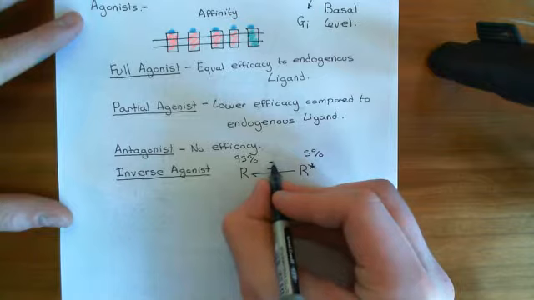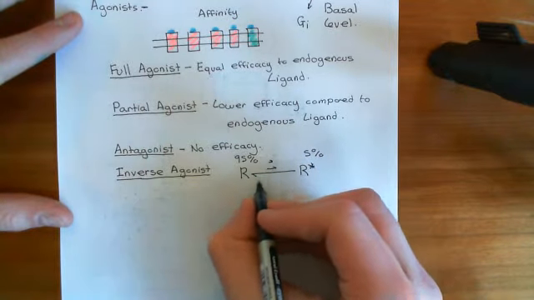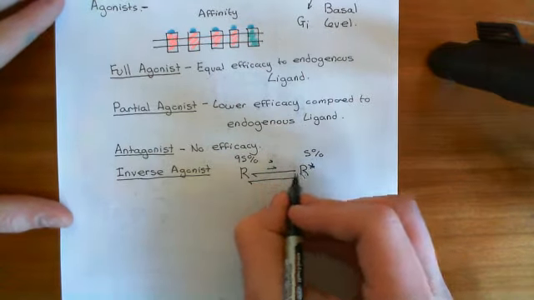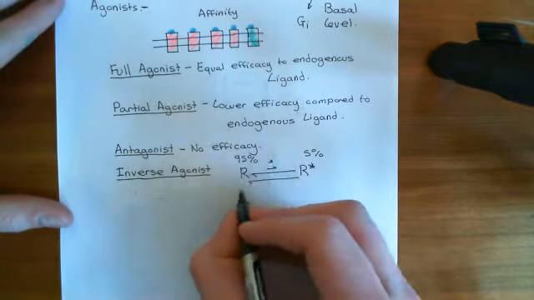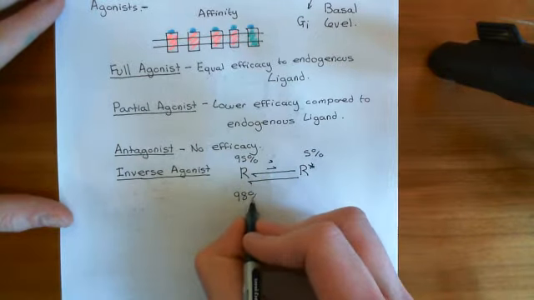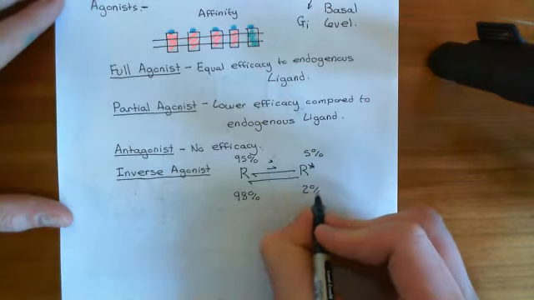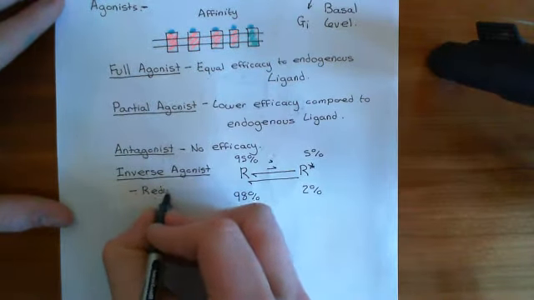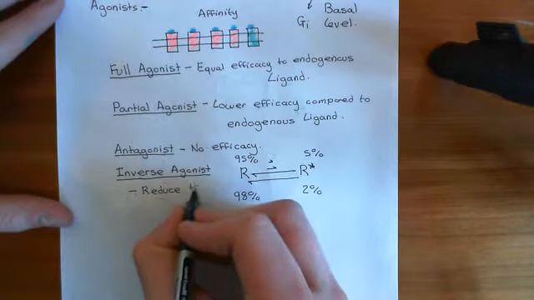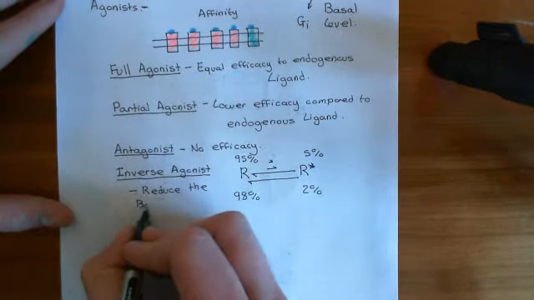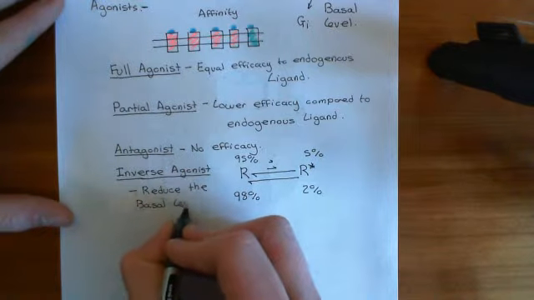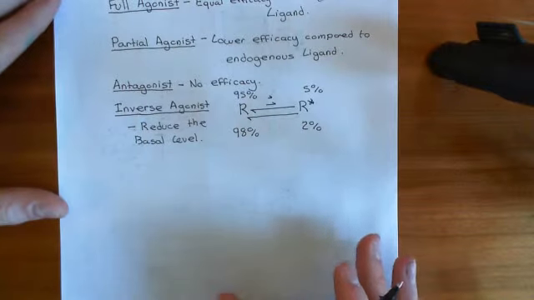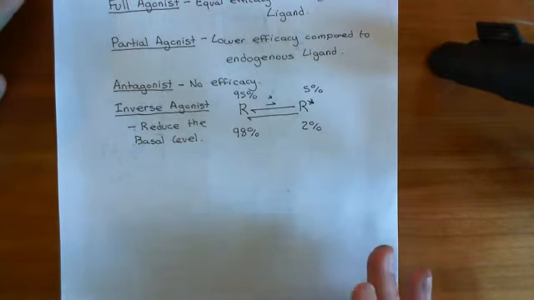Basically, if you put an inverse agonist, it will either reduce this one or increase the one backwards, or both potentially. The point is that it will tip the equilibrium towards this one, so it might go to something like 98% of them in this state and 2% of them in this state. So actually, inverse agonists reduce the basal level of activation of the downstream pathway. So that's the difference between a full agonist, a partial agonist, an antagonist, and an inverse agonist.